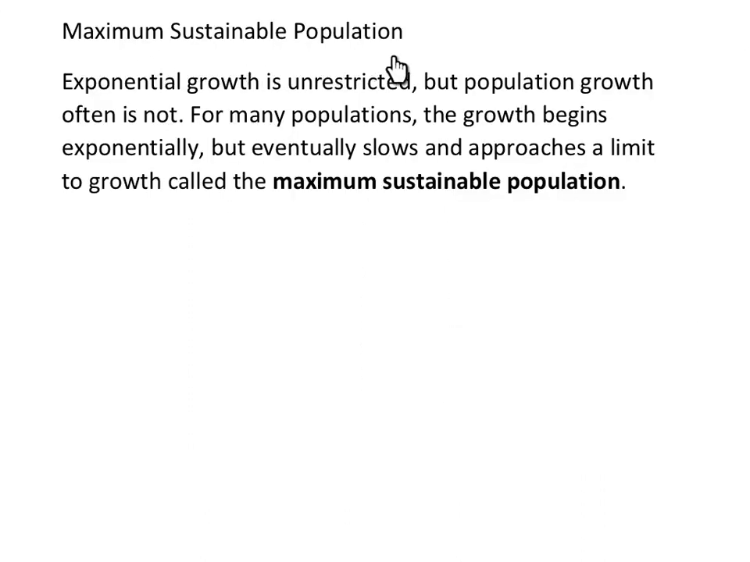Maximum sustainable population. Exponential growth is unrestricted, but population growth often is not. For many populations, the growth begins exponentially, but eventually slows and approaches a limit. That limit is called the maximum sustainable population. So yes, initially things grow and grow and grow, but at some point they start leveling off. So let's take a look at an example here.